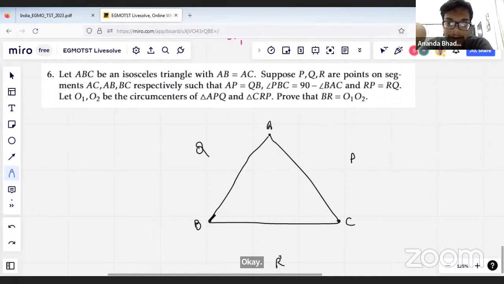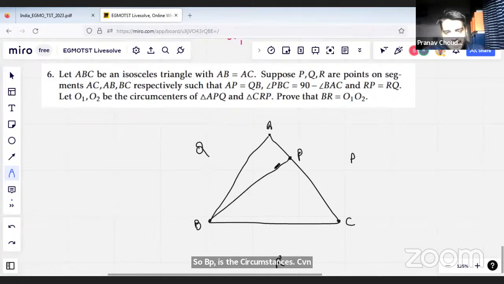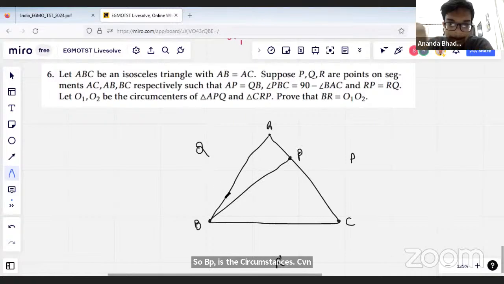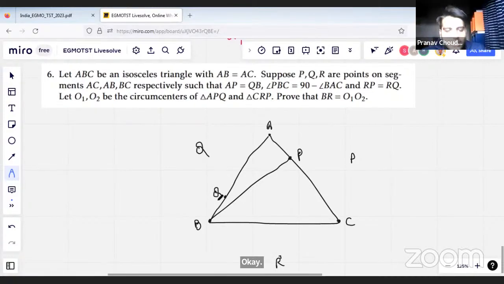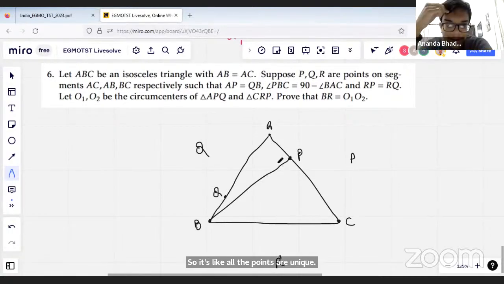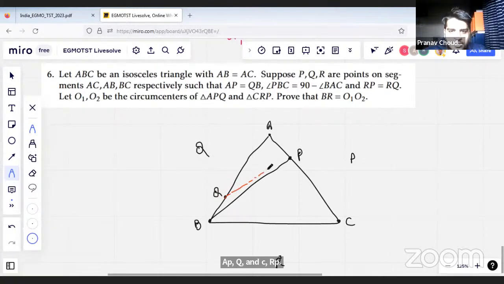So P is the circumcenter. Let me draw the figure. Then Q is defined that way, and RP equals RQ. Okay, so it's all the circumcenters. Okay, let's see. APQ and CRP. I think I can bash this. You can, except until the circumcenter parts come in.